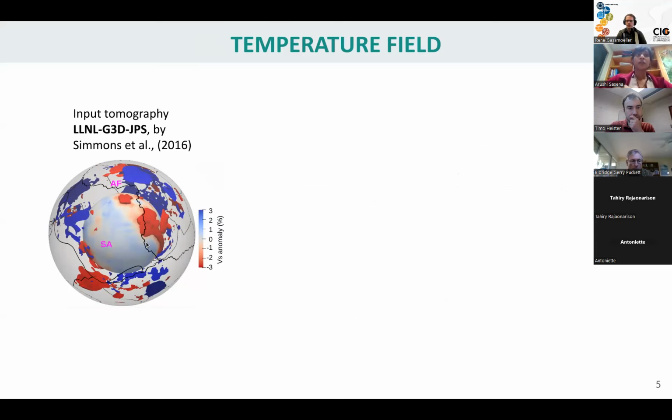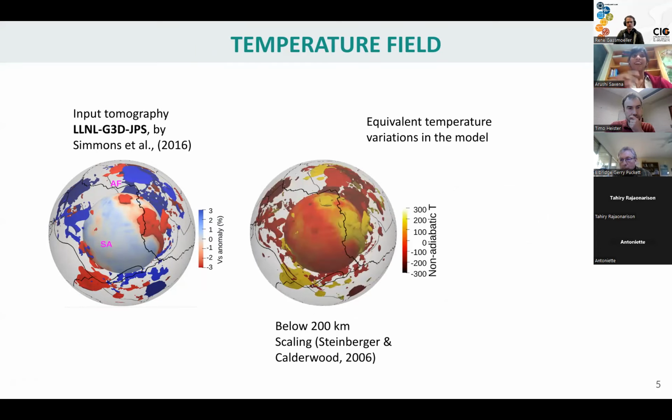In particular, we use a model which came out in 2016, and it's based on both P and S wave anomalies. This shows some isosurfaces at -1 and +1%. So red are the hotter regions or the low velocities. And I say hotter because once we convert to equivalent temperatures using a constant scaling, we can see these low velocity anomalies as higher temperature regions.